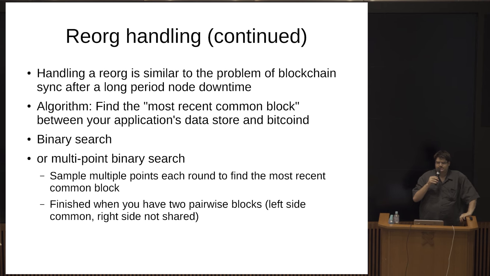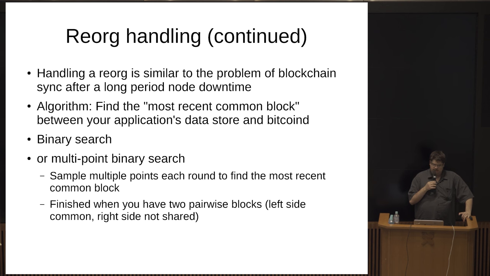One way to think about this is that it's very similar to syncing a node on the blockchain. If your node is offline for a long time, then you have this problem: okay, you have a Bitcoin blockchain that had a block from 6 months ago, and now you have to do 6 months of catch up. How does your node know what to download? So I call this find the most recent common block.